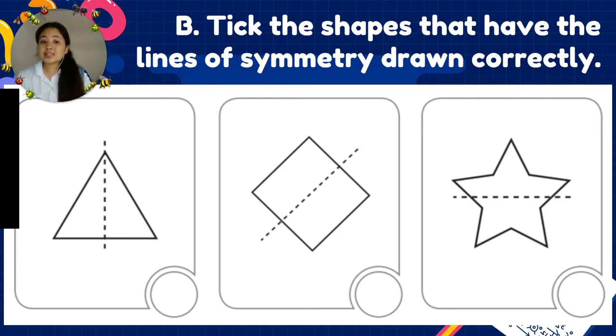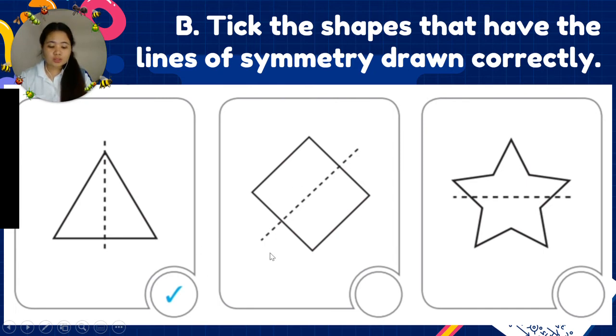First one is a triangle. Does the triangle have the correct line of symmetry? This one? Yes or no? Okay, so yes, so we have to put a check. Okay, that's correct.